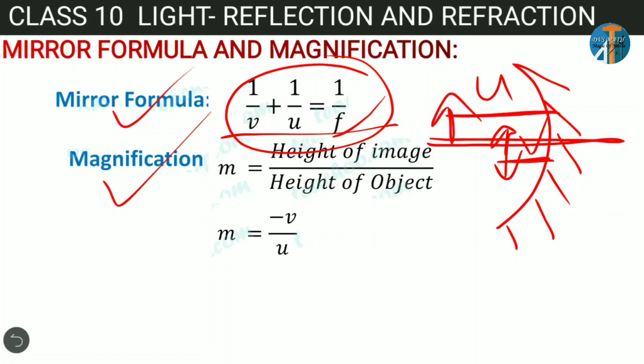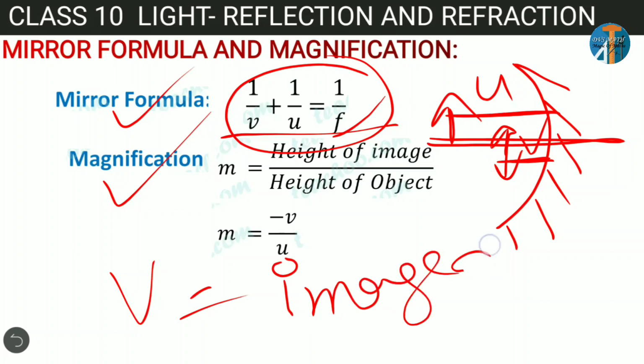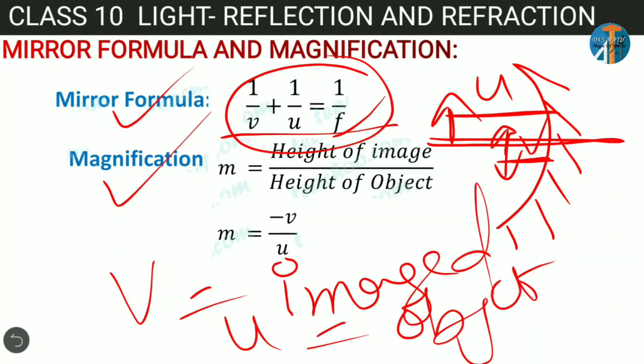We call it the mirror formula. What is the mirror formula? They may ask for 1 mark also. Write the mirror formula: 1/v + 1/u = 1/f. Look here, v is the image distance, u is the object distance, f is the focal length. Okay, f is the focal length.